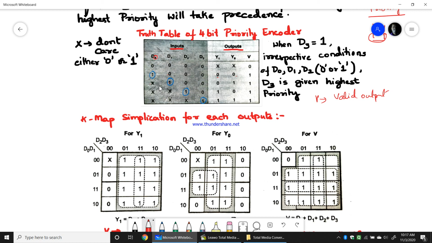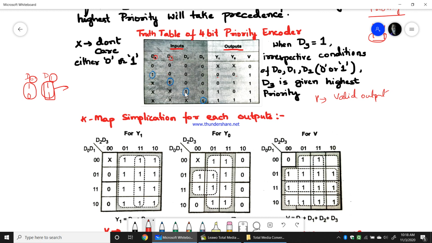Now both D0 and D1. Think D0 is 1 and D1 is 1, or D0 is 0 and D1 is 1. As you see, D1 is 1, so priority will be given to D1. The highest decimal value will be given priority over the lowest decimal value. So 1 is higher compared to 0. Therefore priority will be given to D1. Irrespective of the value of D0, the highest preference is given to D1, and the output will remain for D1 only, which is 0 1.